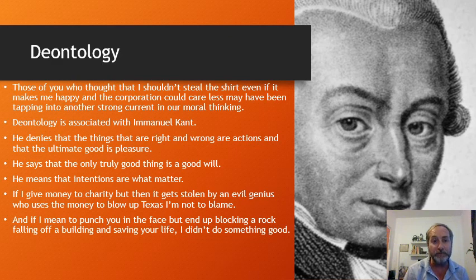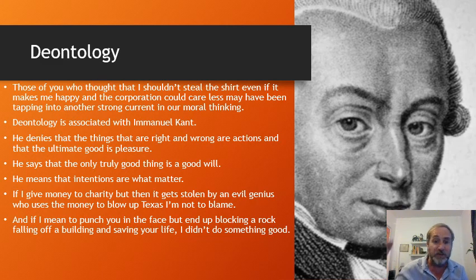So this is Immanuel Kant. He doesn't think that actions are the things that are right and wrong, and he doesn't think that consequences or pleasure have anything to do with morality. He says the only truly good thing is a good will, right? What he means by that basically is that your intentions are what matter, right? And I think this is an important component of how we think about morality. So if I give money to charity, but it just happens to get stolen by an evil genius who uses the money to, whatever, nuke Texas or something, well, terrible consequences for my donating to charity. But Kant would say that's not your fault. You're not to blame, right? Your intentions were good.